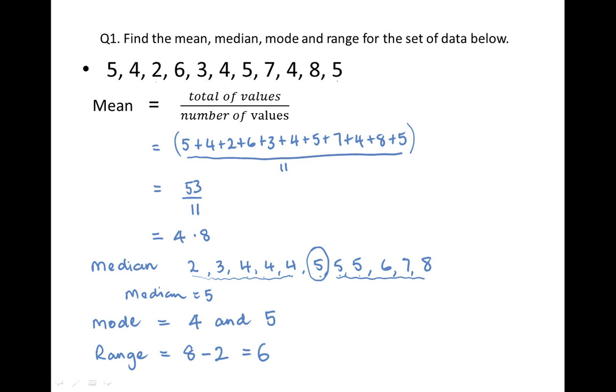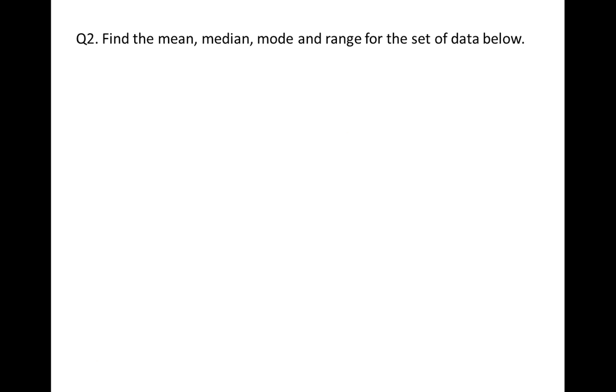Okay, let's have a look at our final example for today. Again, we're going to be asked to find the mean, median, mode and range for the set of data below. And here's our set of data. Again, I'm going to ask you just very quickly to count how many pieces of data we have here. You can see 1, 2, 3, 4, 5, 6, 7, 8, 9, 10 this time. So 10 pieces of data.